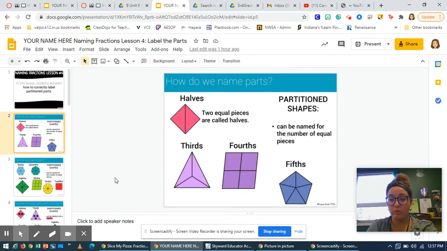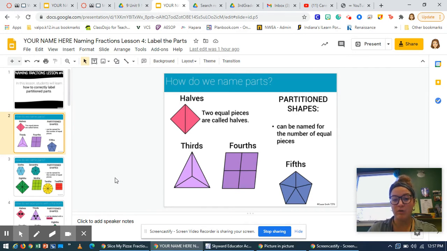Today we're going to start by reviewing the things that we've learned so far this week about fractions, and then we're going to build on what we've learned and move forward. So the first thing that I want to review is some of that vocabulary. We learned about the word partition. Do you remember what it means to partition a shape?